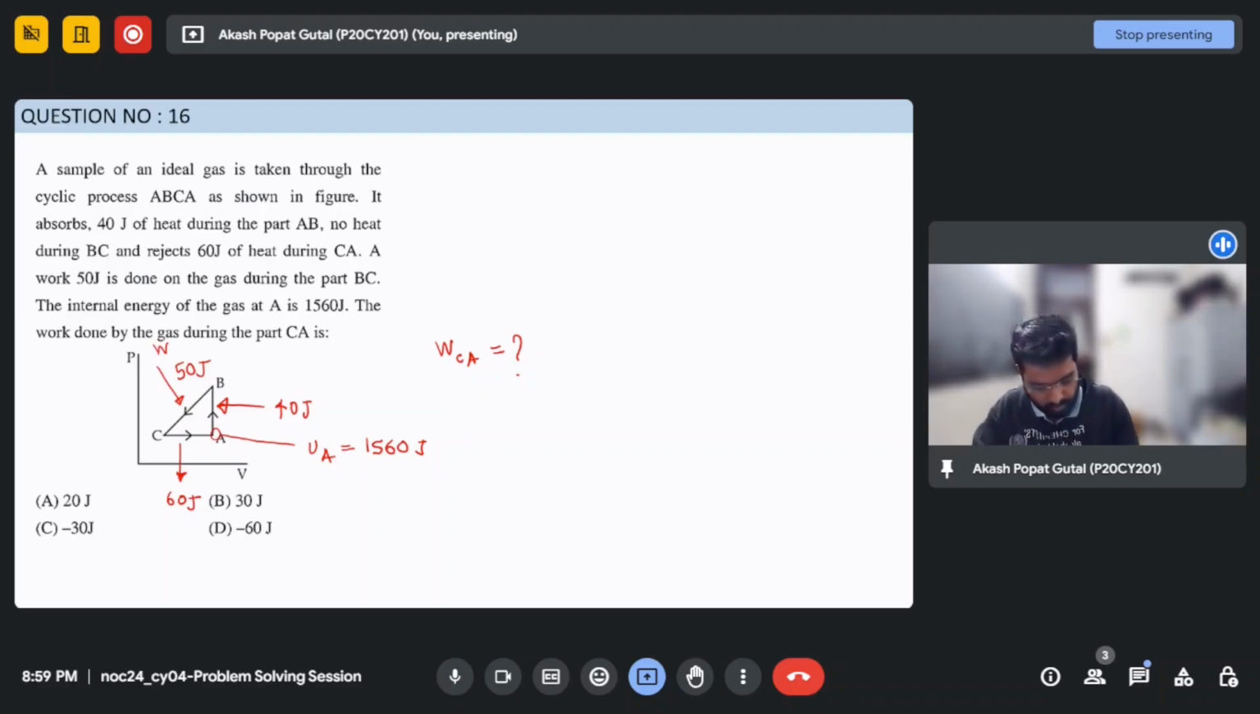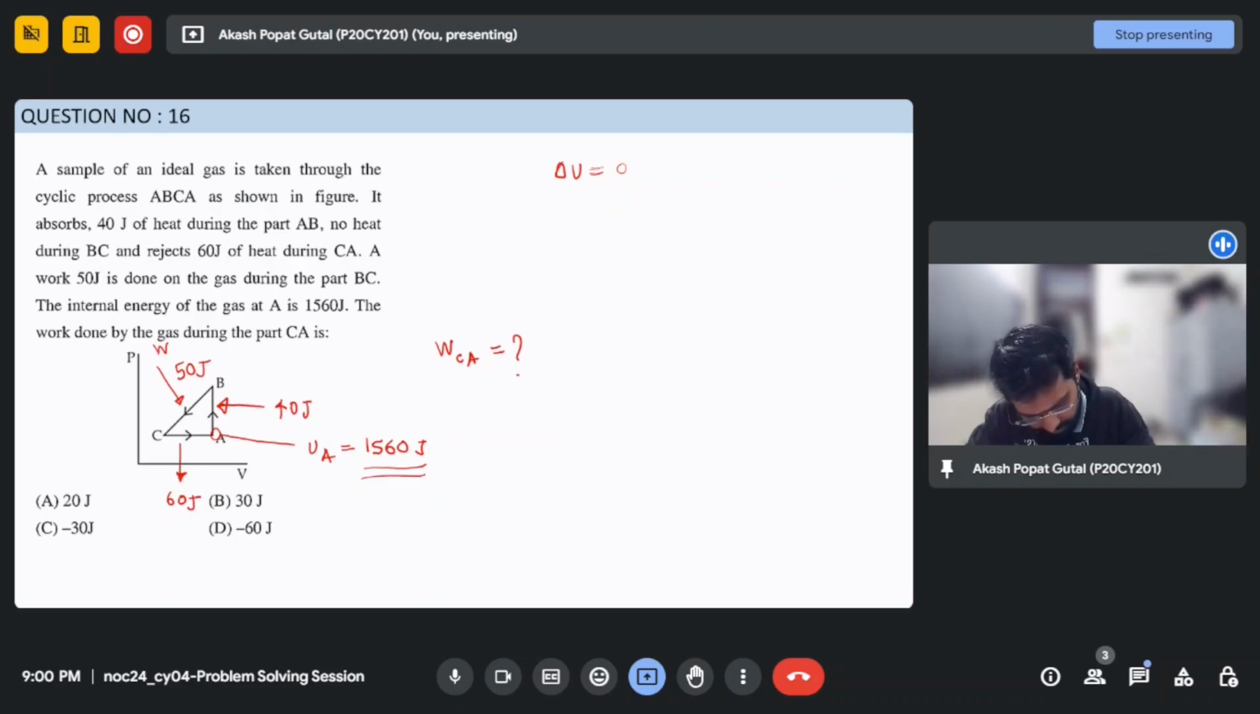So as this UA is 1560, the total of whatever addition and subtraction is happening inside the system should go to 0, because at the end it is coming back to the same point A in a cyclic process, so the internal energy will not change. Delta U is 0. So let's calculate what is coming inside and going out from the system.